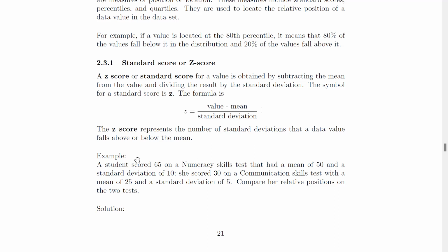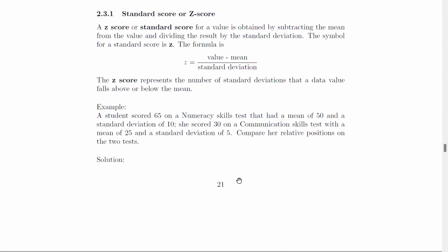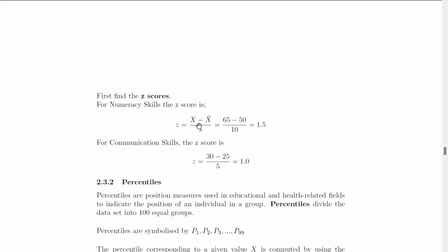So for example here, it says a student scored 65 on a numeracy skills test that had a mean of 50 and a standard deviation of 10. She scored 30 on a communication skills test with a mean of 25 and a standard deviation of 5. Compare her relative positions on these two sets. So once you have these data points where there is a score, a mean, and a standard deviation, you can use the Z-score to compare the student's performance.